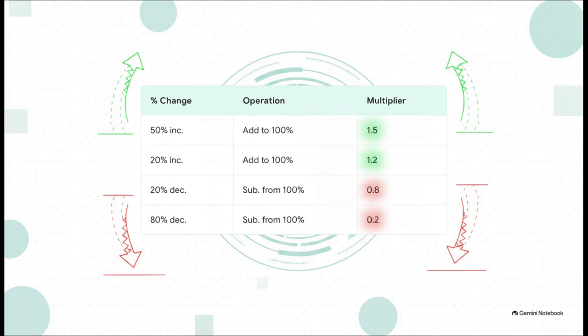I want you to think of this table as your own personal mental cheat sheet. Just notice the patterns here. A 50% increase means adding to 100 to get 150%, which is a 1.5 multiplier. A 20% increase gives us a 1.2 multiplier. But look at those decreases. A 20% decrease means we subtract from 100, leaving 80%, which is a 0.8 multiplier. An 80% decrease leaves only 20% of the original, making the multiplier a tiny 0.2. Once you start recognizing these common real-world multipliers, I promise you, you'll be doing these calculations in your head.